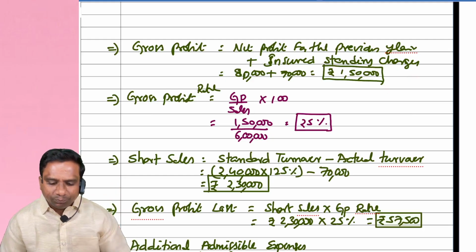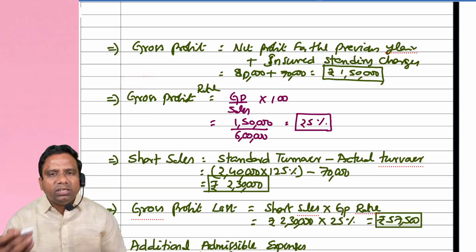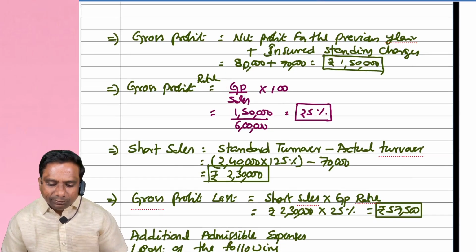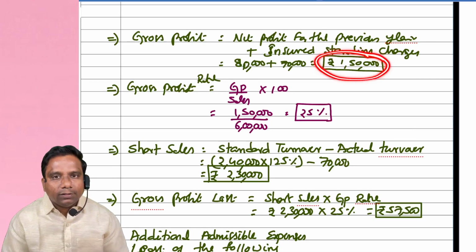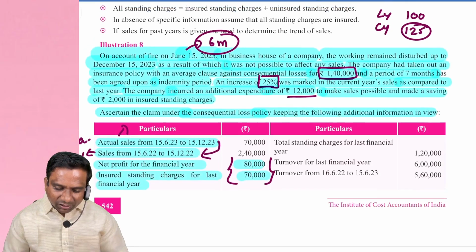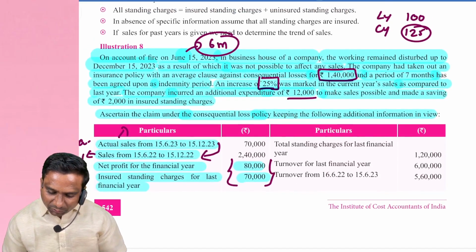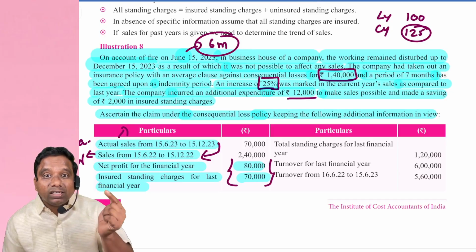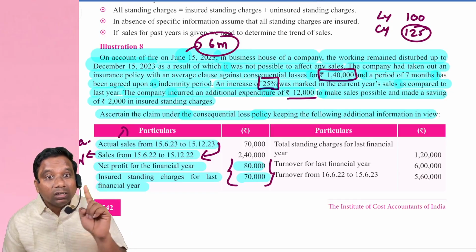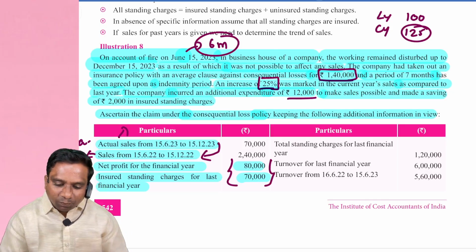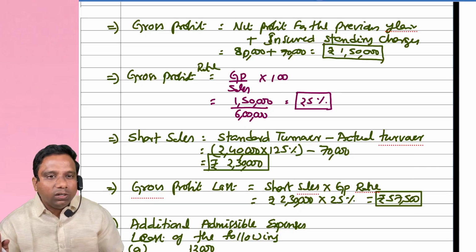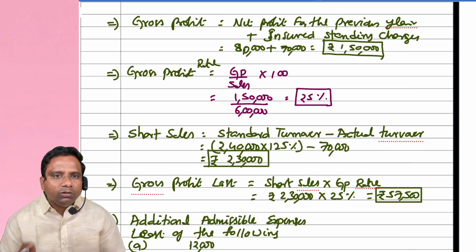First calculation over. Next calculation is what? GP rate. GP rate is nothing but gross profit by sales. Gross profit is 1.5 lakh. And we know the previous year sales. Turnover for last financial year 6 lakhs. What is the last financial year turnover? It is not annual turnover. Last financial year turnover 6 lakhs. So 150 divided by 6 lakhs, that is 25%. GP rate also calculated.